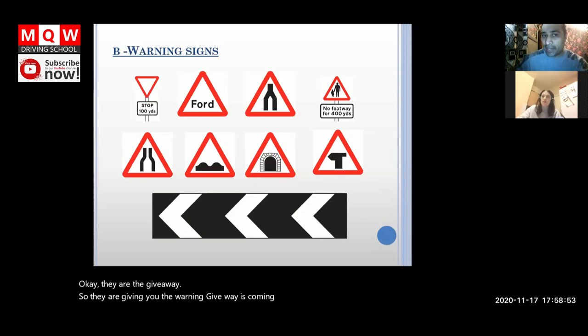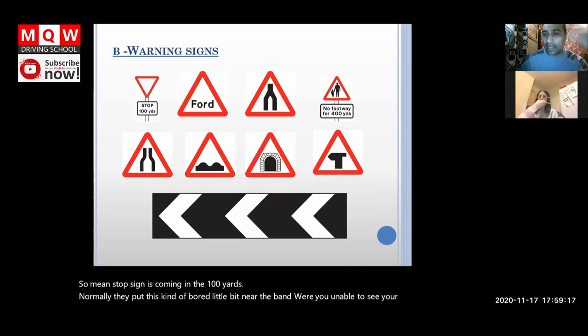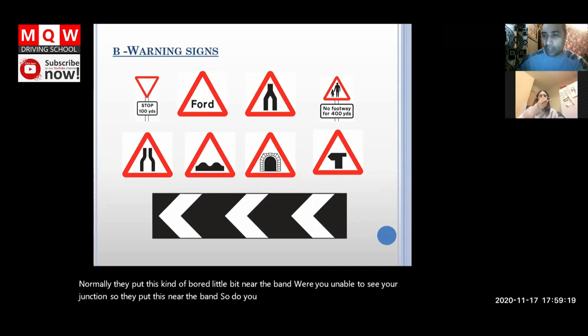Stop 100 yards. But instead of the give way, it will be a stop sign maybe. That's why there's a stop 100 yards. It means a stop sign is coming in 100 yards. Normally they put this kind of board a little bit near the bend where you are unable to see your junction. So they put this near the bend so that you get advanced warning for your junction, which can be a crossroad junction or T junction.